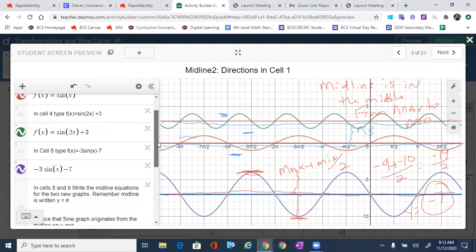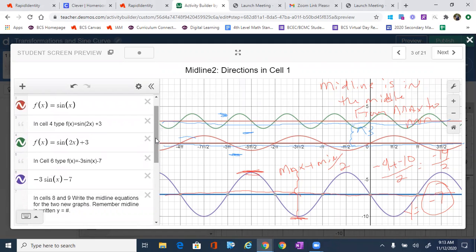So how does the midline relate to the equation? Notice on the first one that we typed in, the midline was y equals 0. Well, guess what? There's nothing added to the outside of that. That's 0. And the second one was y equals 3. Well, guess what? There is a 3 right there. And then we had y equals -7, which is right here, -7. All three of these, the constant on the outside, is our midline.